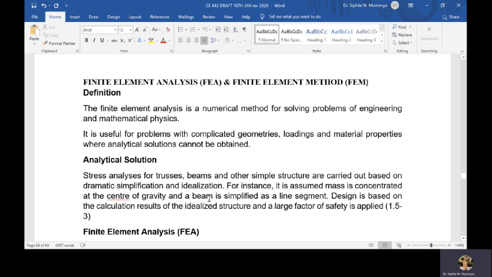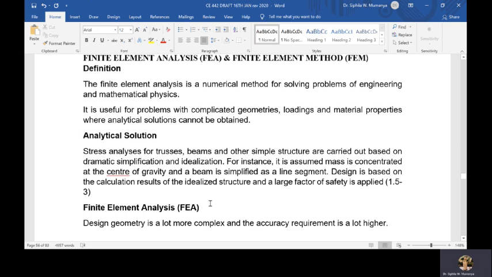As you know, there are two types of approaches to analysis of solving a problem, the numerical and the analytical. So the analytical solution or the exact solution, for example, if you're doing stress analysis for trusses, beams, and other simple structures, they are based on simplification and idealization.